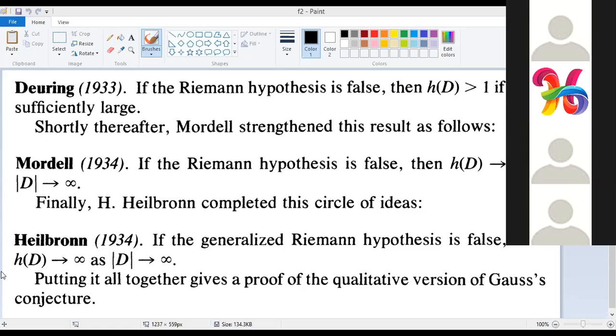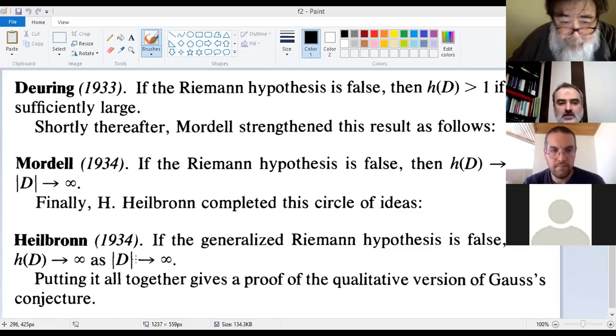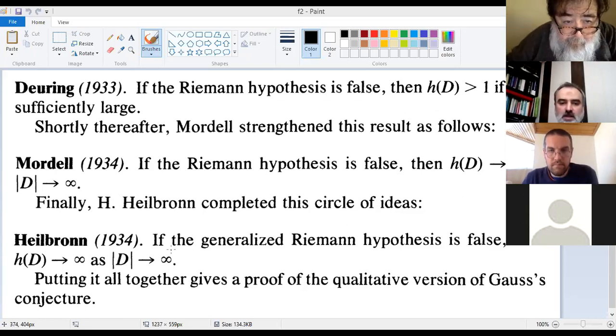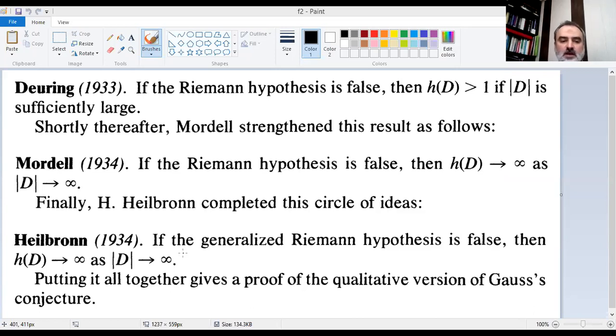Next, Mordell showed that if the Riemann hypothesis is false, then H of D indeed goes to infinity as the absolute value of D goes to infinity. So it's not just class number 1, but the growth that we expected. Then Heilbronn showed that if GRH is false, then H of D goes to infinity as the absolute value of D goes to infinity. So that solves the problem that there are finitely many imaginary quadratic fields with a given class number, but it shows it very strangely. So let me bring the next slide.